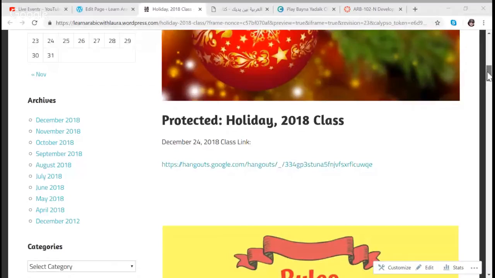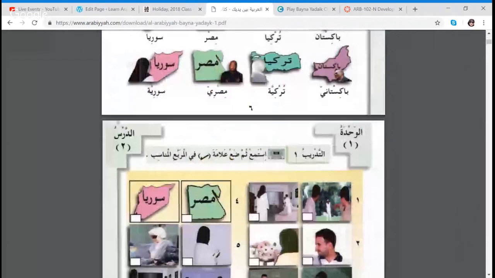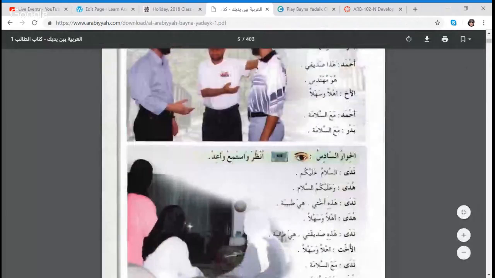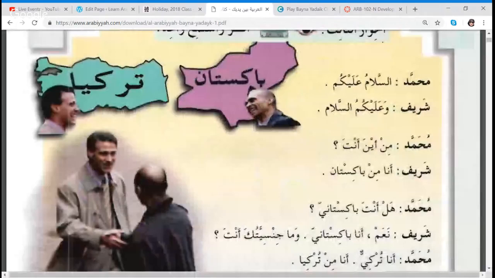Okay, we'll go ahead and start with some of the dialogues that we did yesterday. I think the first couple of pages were fine for you, so we'll go on to these. We'll start here. Make it a little bigger for you. Okay, so just a quick review.